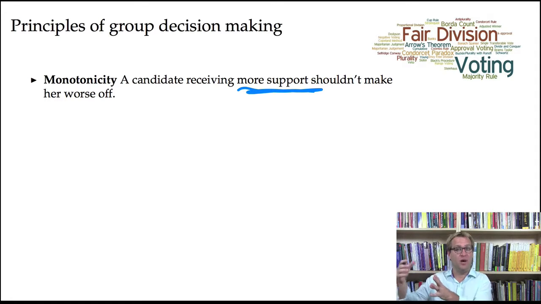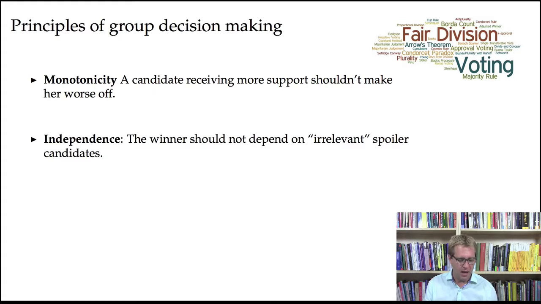So in the second situation, B improves; there's more support for candidate B in the second election. So if candidate B already won the first election, it certainly should be the case that candidate B wins the second election as well, because more people have a better opinion of that candidate in that second election. So that's the monotonicity condition.